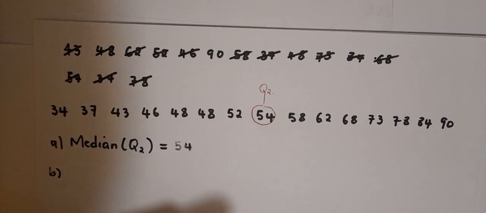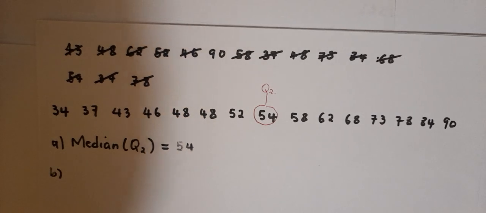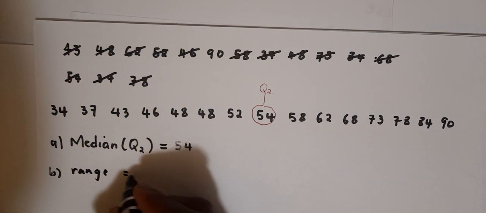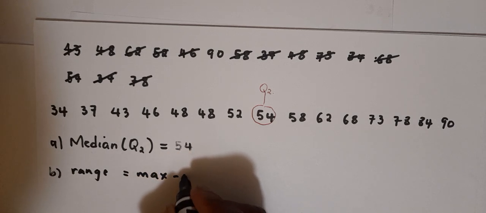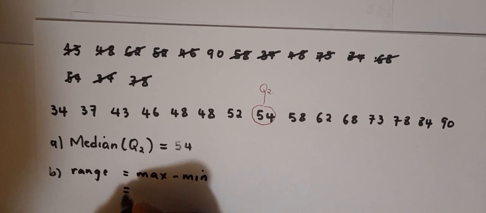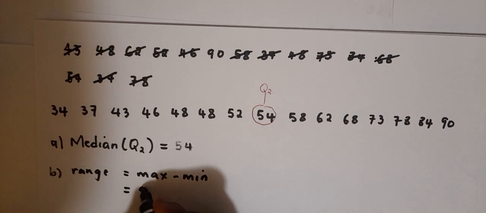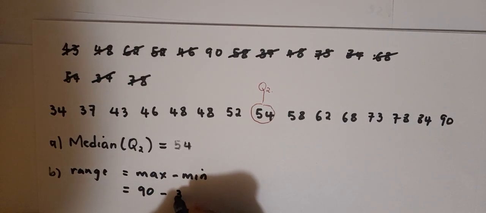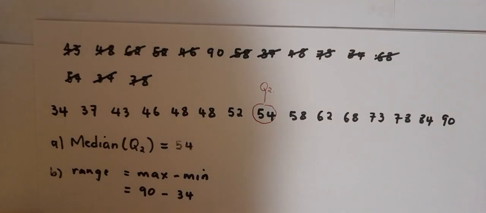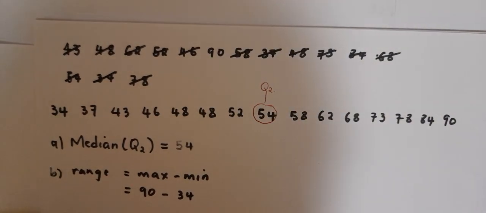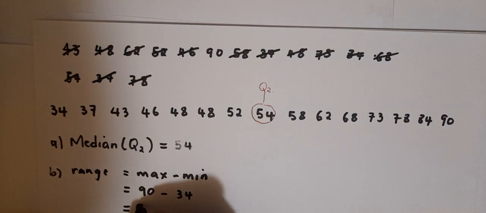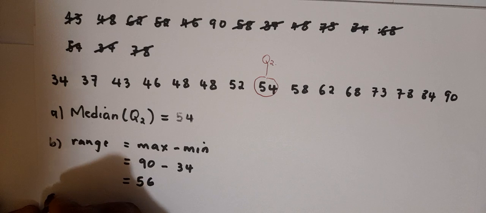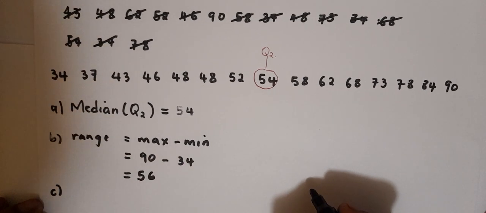Then B, calculate the range of the data. So our range would be maximum subtract minimum, which in this case, the highest number or the maximum number is 90, subtract 34. You find that it is a simple 56. Then the next question, calculate the interquartile range.